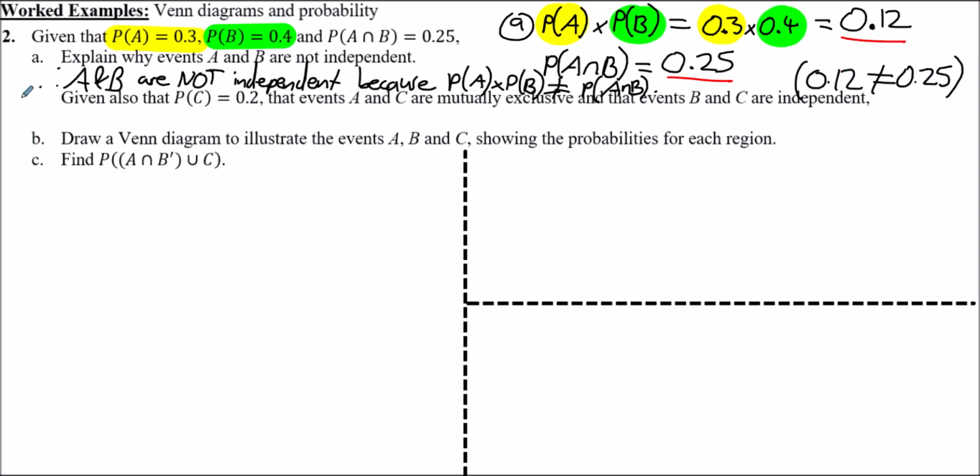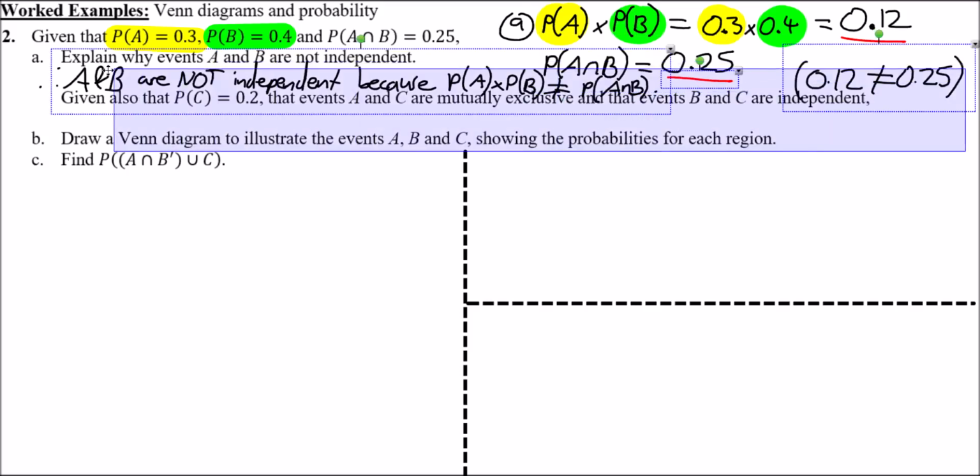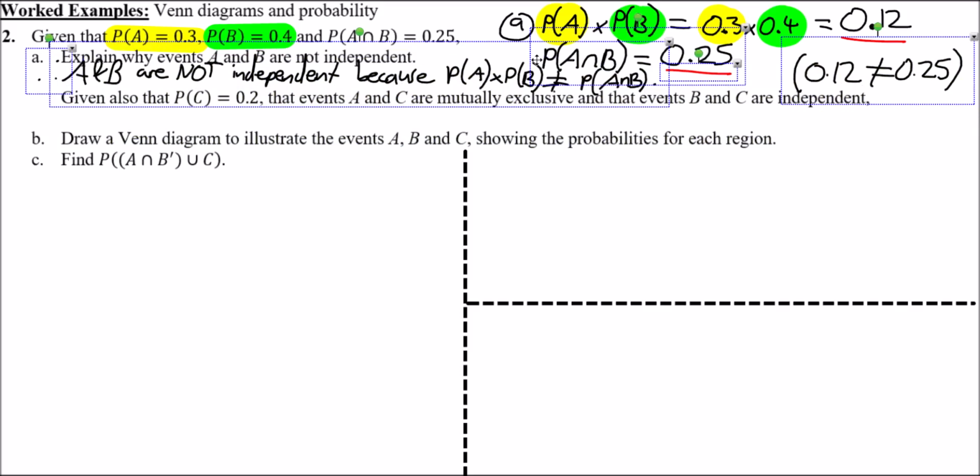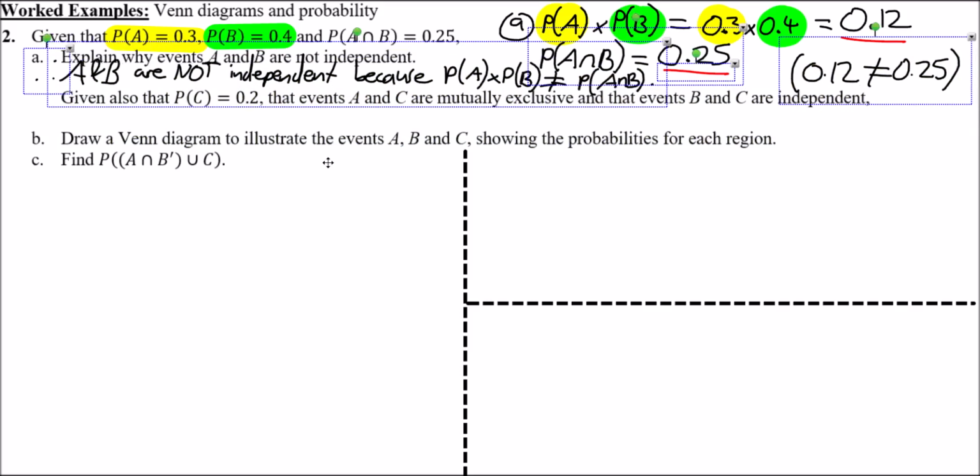So now for part B, we're also told that probability of C is 0.2. And it mentions about events A and C being mutually exclusive and that events B and C are independent. In fact, what I might do, I might just move this slightly up because it may be getting in some people's way. So if I just slide all this slightly upwards, like so, there we go.